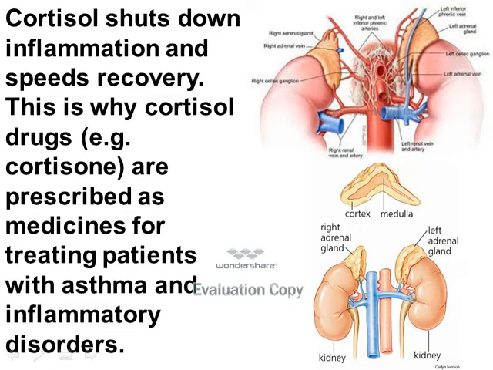Cortisol also shuts down inflammation, and it is good at speeding recovery. This is one of the reasons that we use cortisone, a type of cortisol drug, in many medicines, from injections, muscle aches, asthma, various inflammatory disorders. Cortisone is wonderful at shrinking tissues and reducing inflammation.